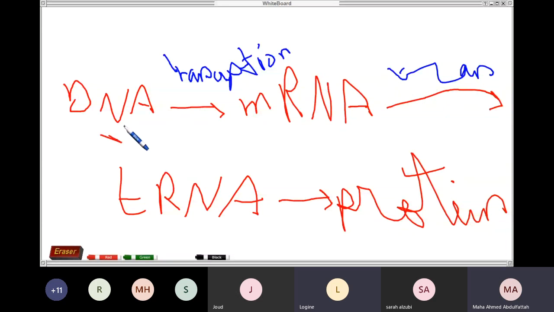So a segment of DNA will be changed into a messenger RNA by transcription, and this messenger RNA goes into the cytoplasm to be translated, especially in the ribosome, by the transfer RNA into different types of amino acids assembled together by the ribosomal RNA into a protein.